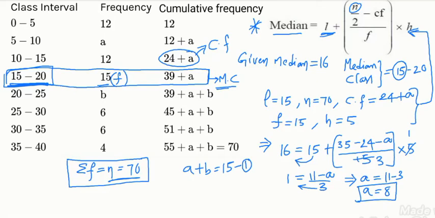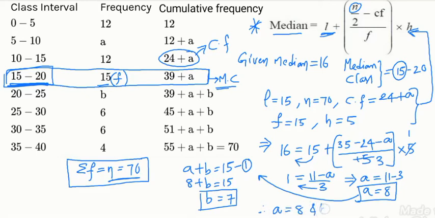Once you get the value of A as 8, put it in that equation 1. So A is 8 plus B is equal to 15, so B is equal to 15 minus 8, that is 7. So the values of A and B are 8 and 7. That's it. This was given for 3 marks in the sample paper. So this question every student must do.